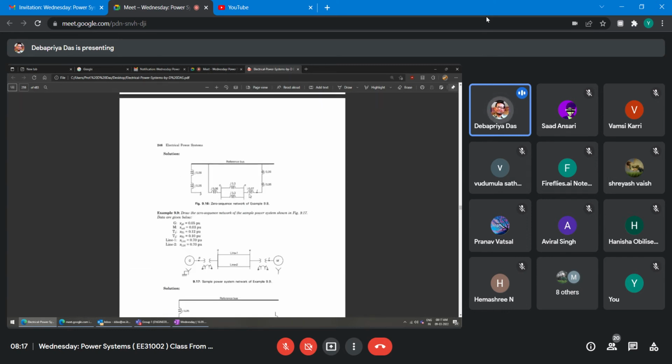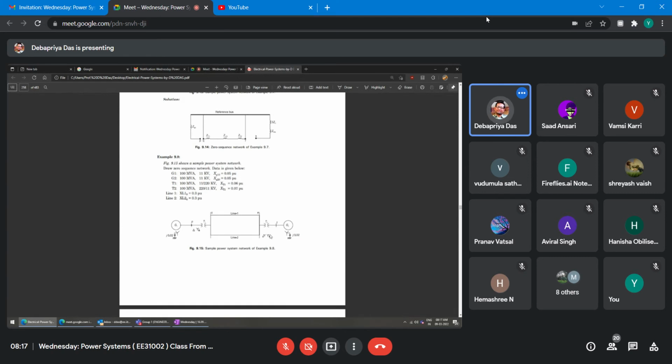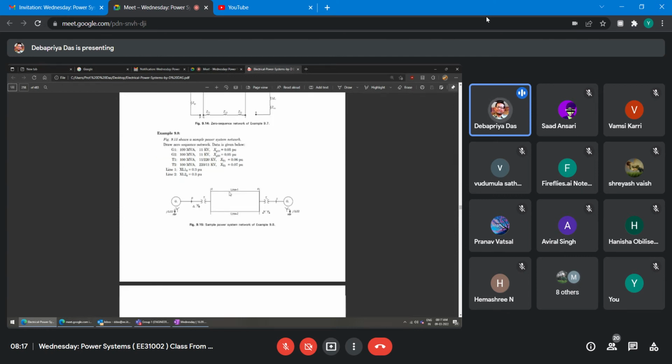After this line it should be opened here, and from j 0.7 take a line and connect to the reference, because this side is star grounded, this is also star grounded. So only that zero sequence network is a problem. But you have to be very careful about this delta star, star delta. The calculations, other things we'll see later, right?